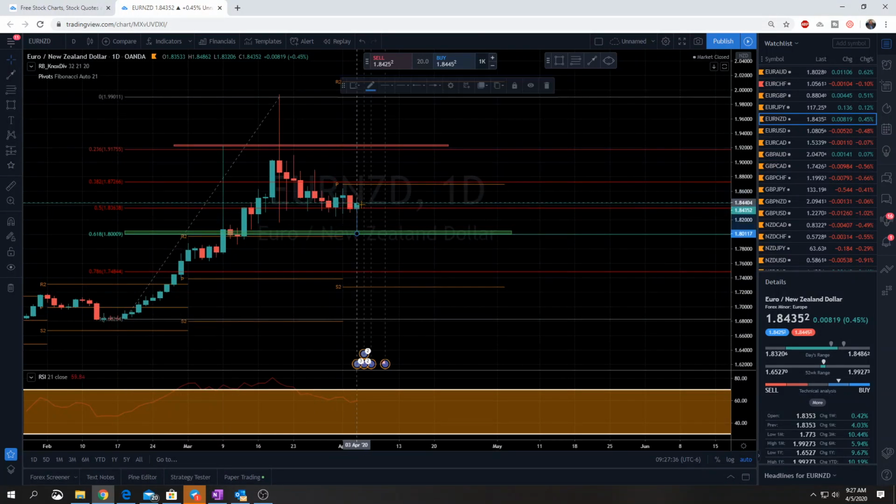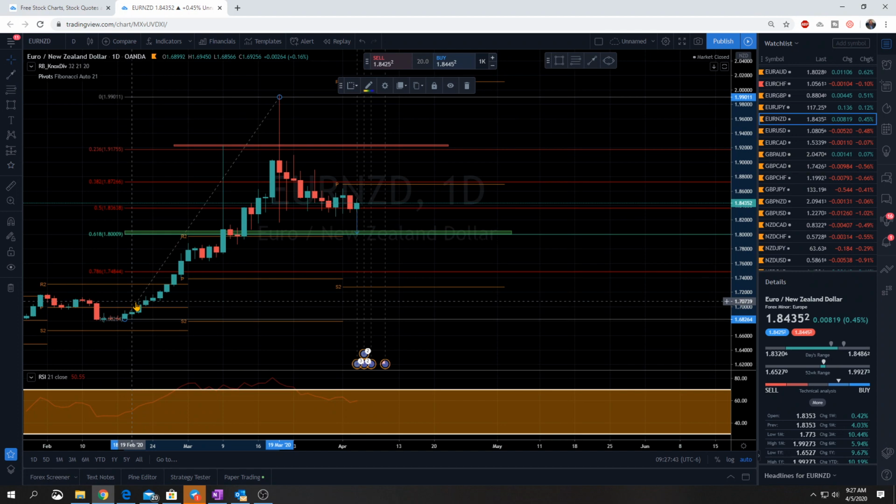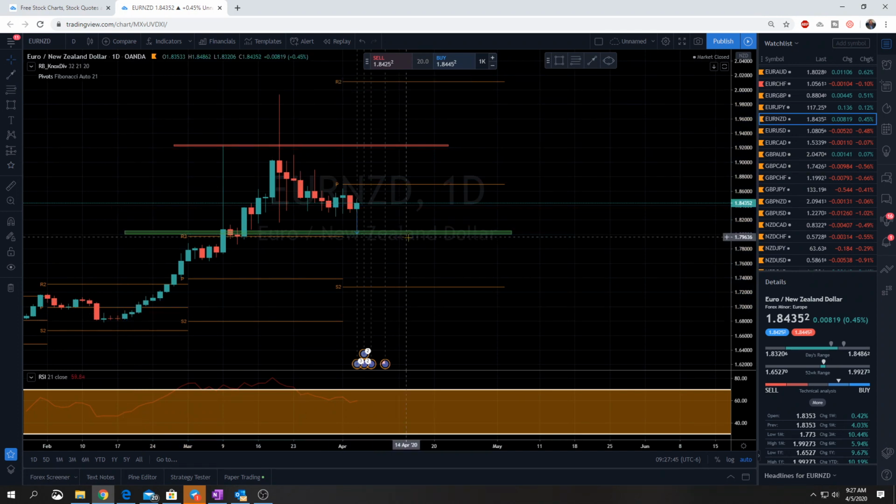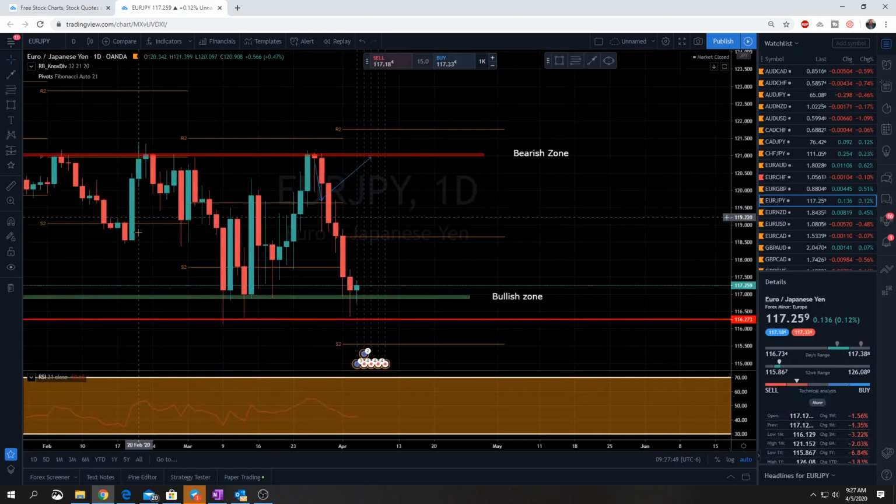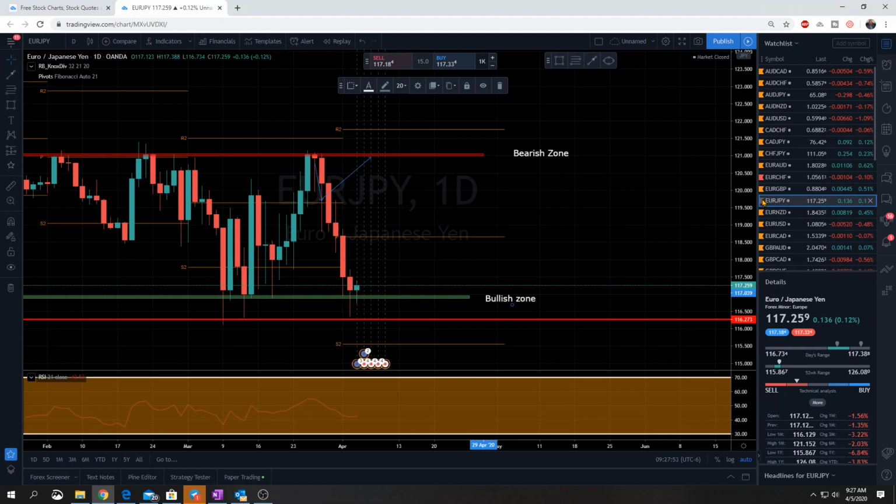You can see the prediction arrow for midweek. I still think I'm not doing anything unless we get a pull down to this or we get a push up to there. Euro JPY. Okay, so this is one that I will turn red.